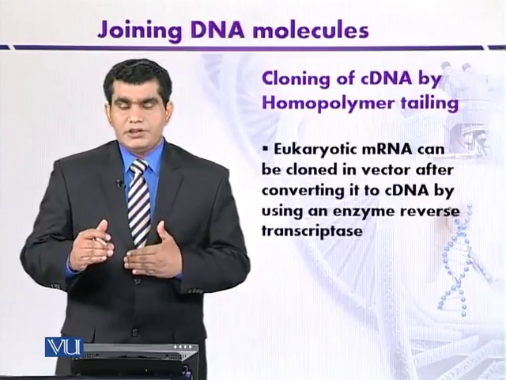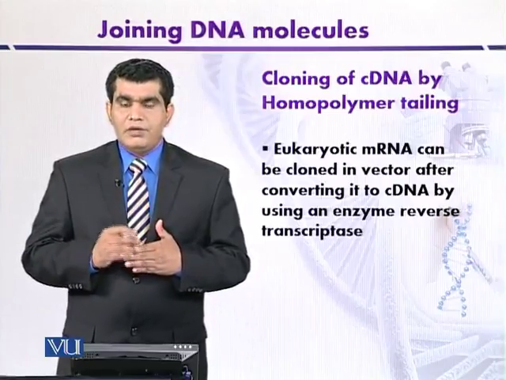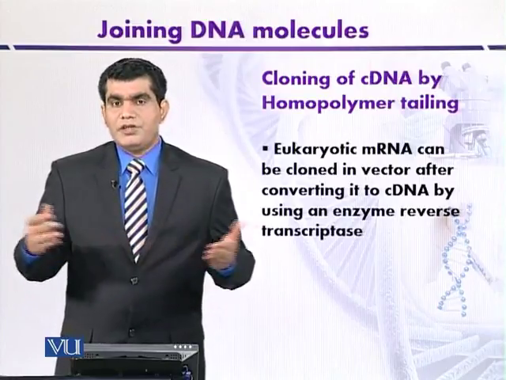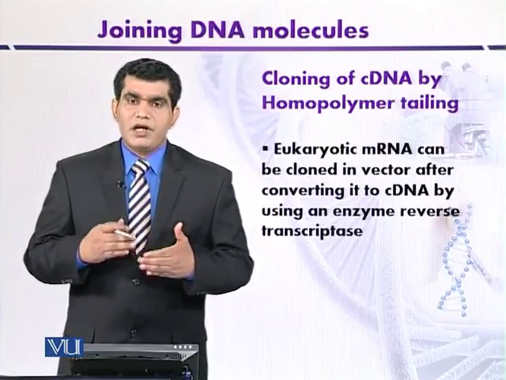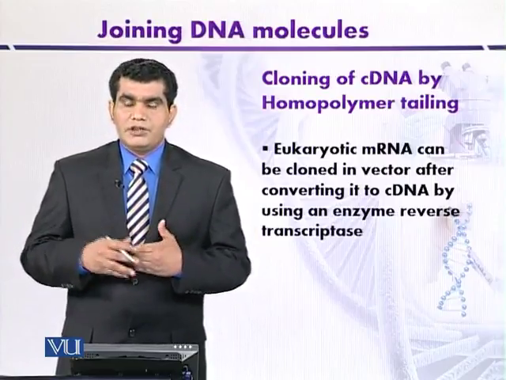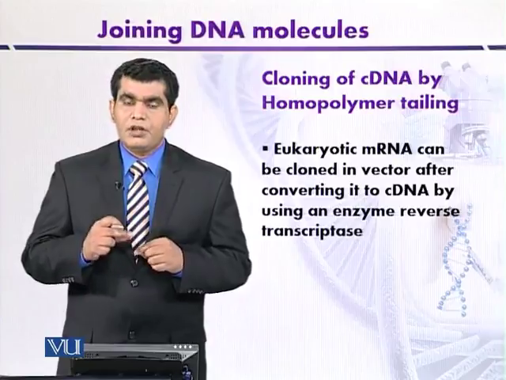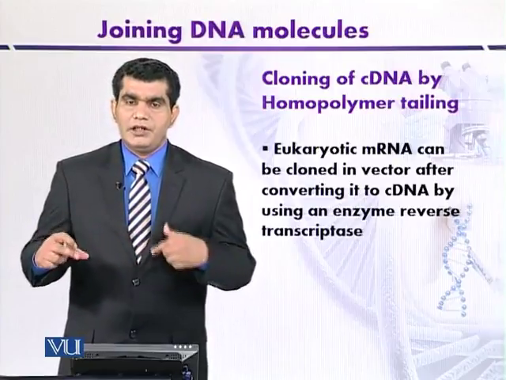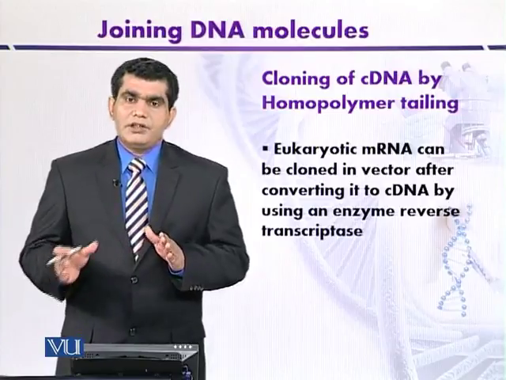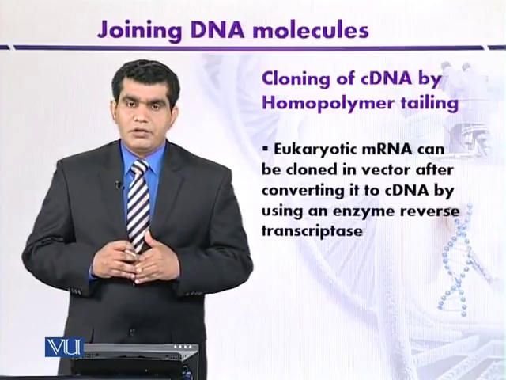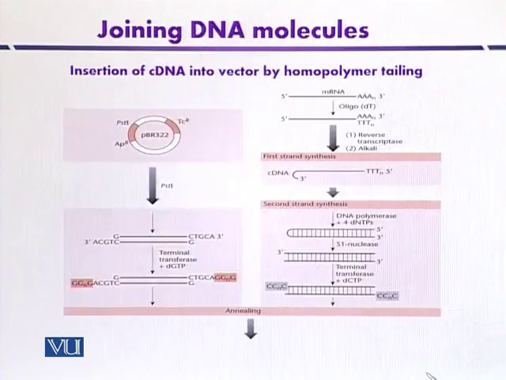So after the synthesis of the first strand of the DNA, the second strand synthesis is carried out by the use of DNA polymerase. So finally we will have two DNA strands, and then with this double-stranded DNA we can introduce homopolymer tailings, as I explained, and then it is ligated with the vector DNA, and then it can be introduced into a suitable host organism. Here we can explain the cloning of cDNA by the use of homopolymer tailing.